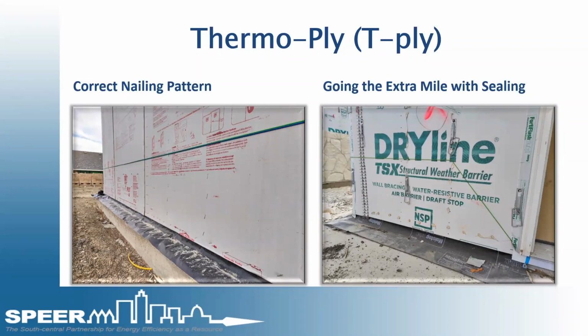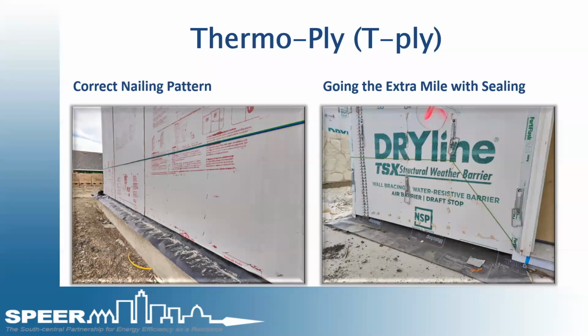You can overlap it or you can butt the seams and tape it. This on the left-hand side was overlapped. And then on the right-hand side, the builder kind of went an extra mile. They added some air sealing products to the top of that. I think it's caulking that's done that. Any nail that's penetrated through that T-ply, they've added a bit of caulking on all those heads.